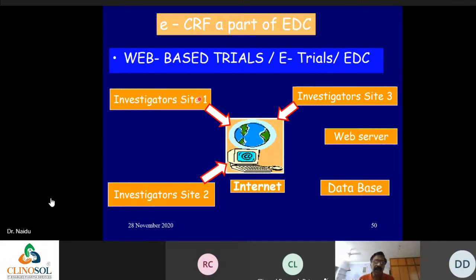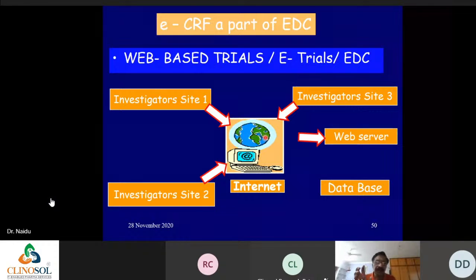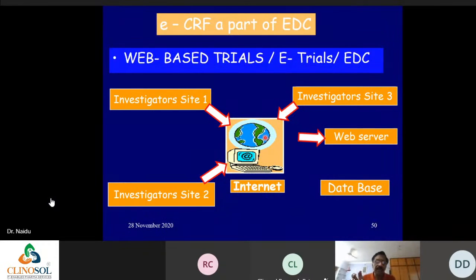All these people collect the data onto the particular case record form, which can be entered onto the computer or laptop. All information comes by internet into the center where it is recorded. Then we have the web server. The web server collects all information, prepares a solid document, and then prepares a draft database, and that database goes for the analysis.